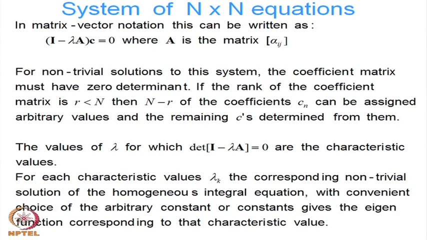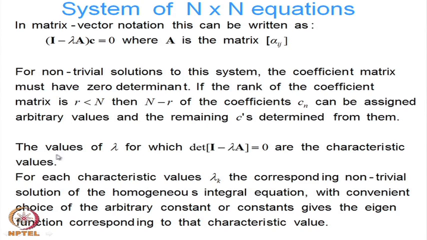So, the rank R must be less than n, and if the rank of the matrix is R, then n minus R should be familiar to all of us, because we have looked at linear systems in detail earlier on. So, if the rank is R, n minus R of the coefficients can be assigned independently arbitrary values, and the remaining coefficients can be determined from them. The remaining C's can be determined from them.